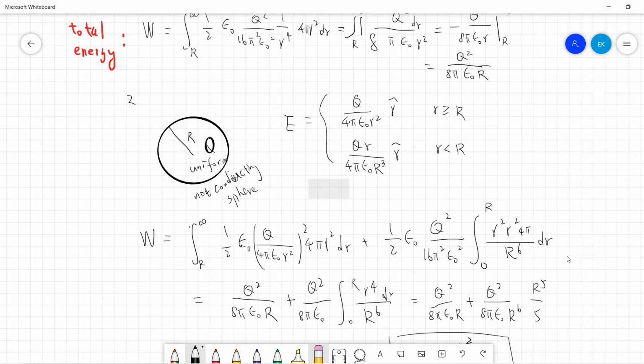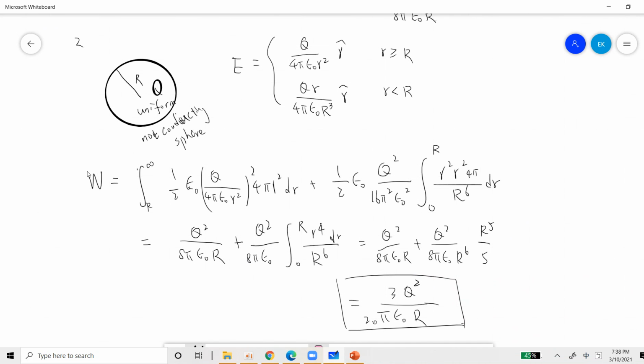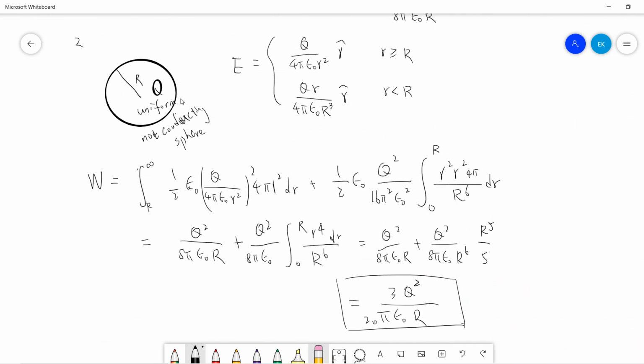And this one is also something people like to ask, so I write down all the details. This is a little bit tricky. Suppose you have a sphere, but this sphere is solid. So the charge Q is uniformly distributed in the sphere.